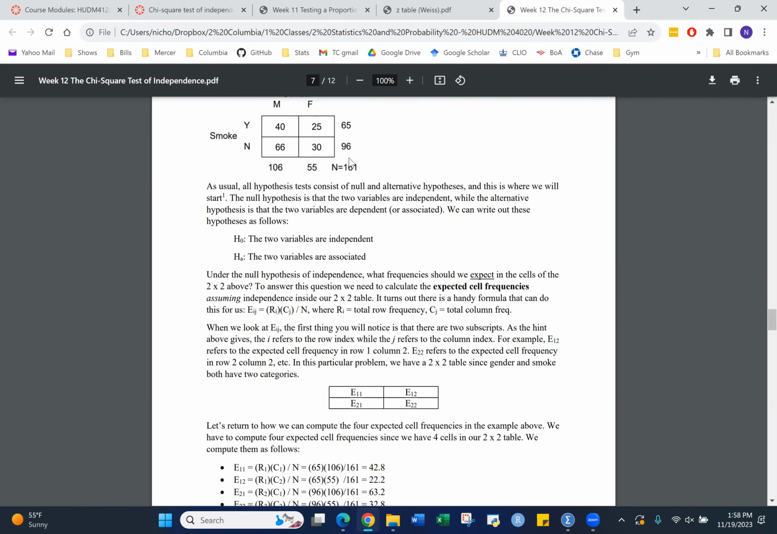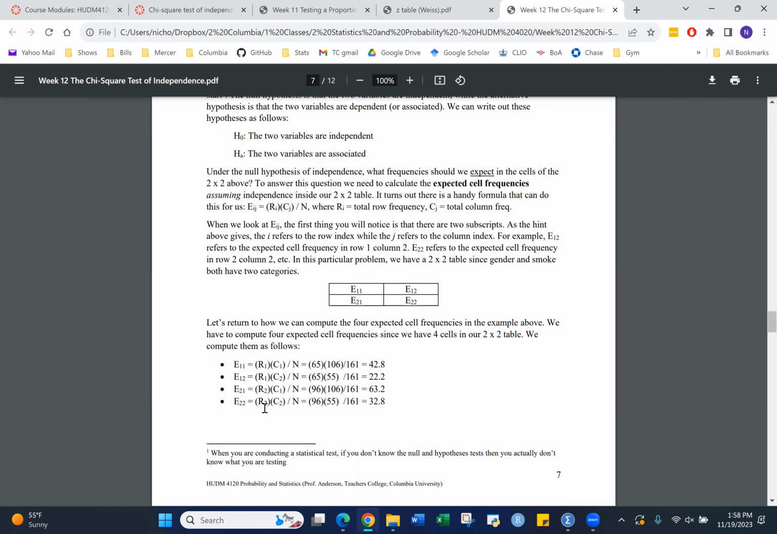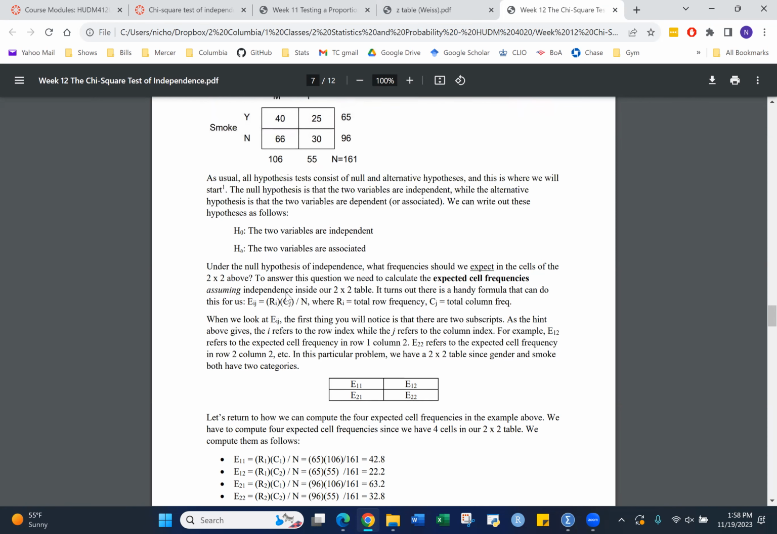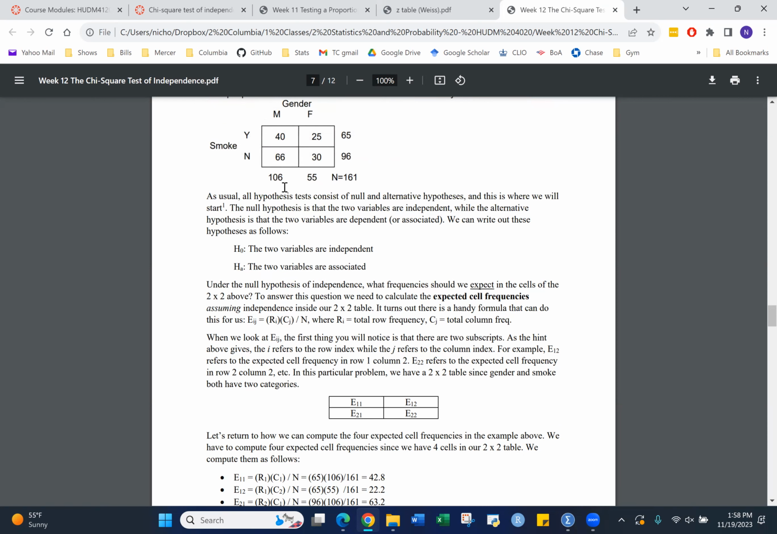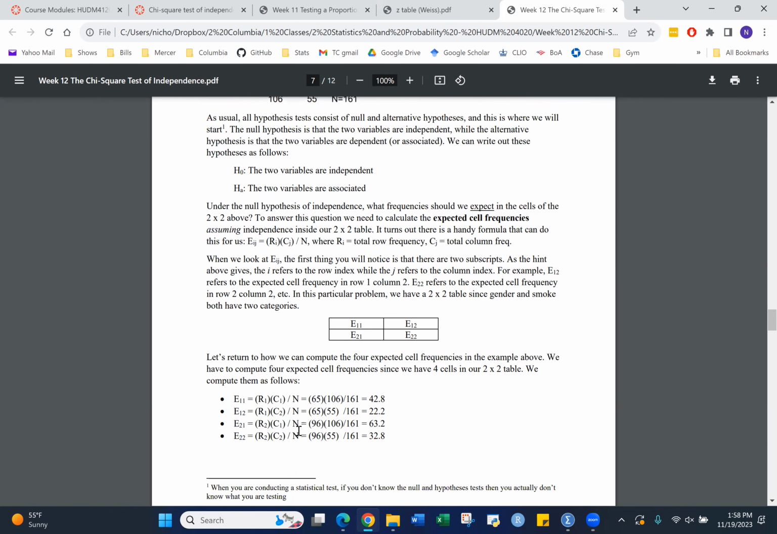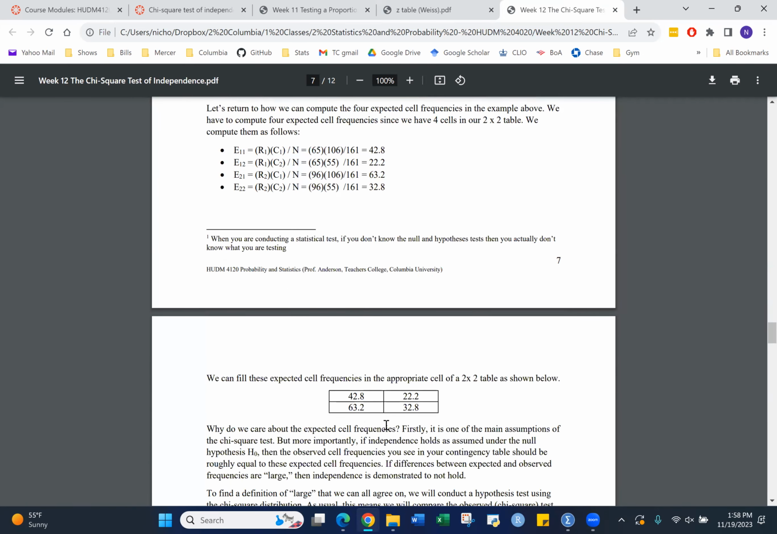We have 96 for R2. Notice when we have R2, we're plugging in 96. So you see we're just plugging and chugging. Ends are always going to be 161 because it's the same sample size, so the denominator will always be that. And then C1 and C2 are going to be the column frequencies, 106 for C1 and 55 for C2. So wherever you see C1, you're going to plug in 106, and C2 is going to be 55. So you plug those in and you get 4 expected cell frequencies.